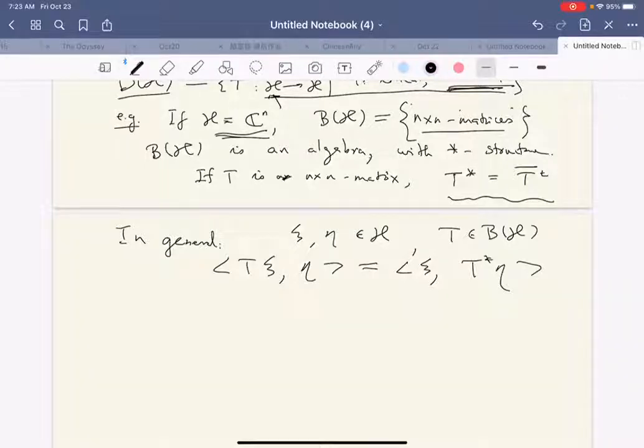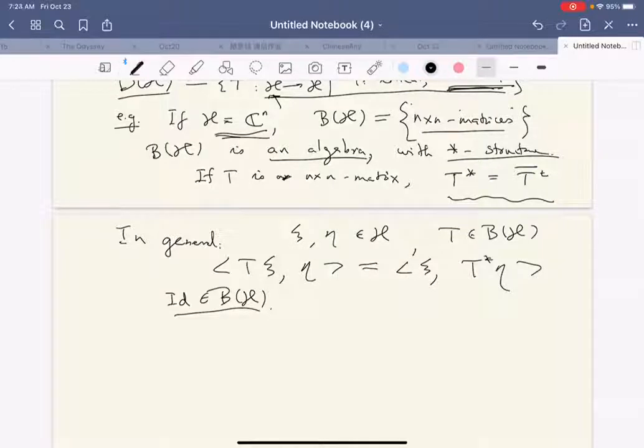So B of H is an algebra with a star structure and also contains an identity element. The identity element is what you think it is: it is simply the map which maps every element of the Hilbert space H to itself. So algebra, star, identity element. That's our first example, and B of H in this case is actually a von Neumann algebra.